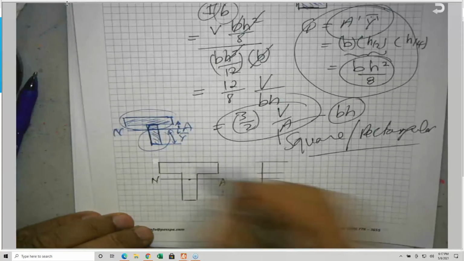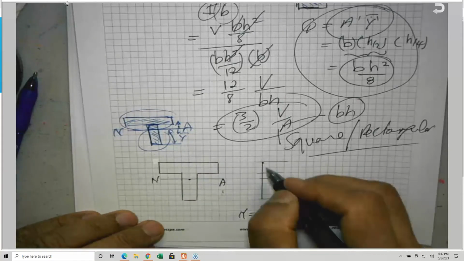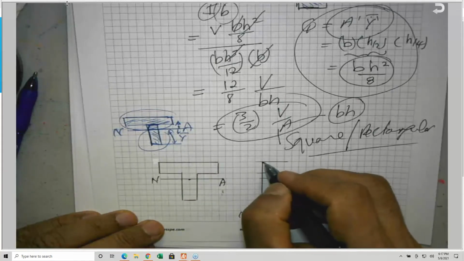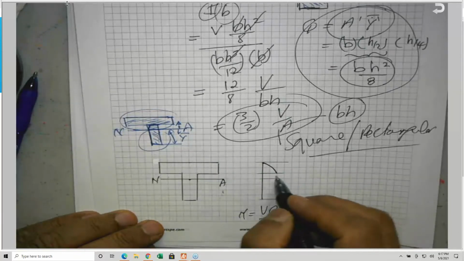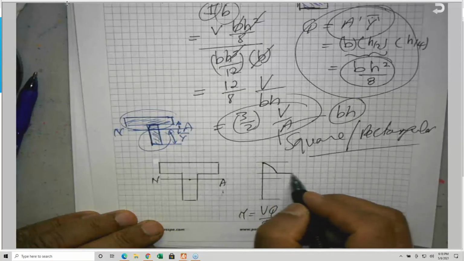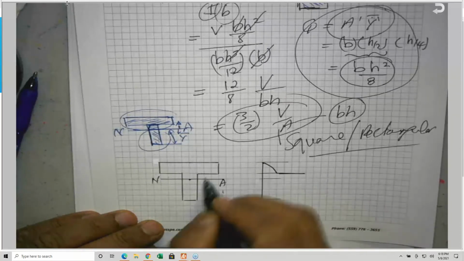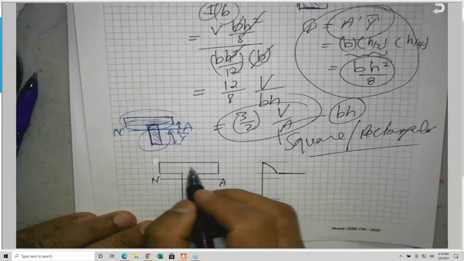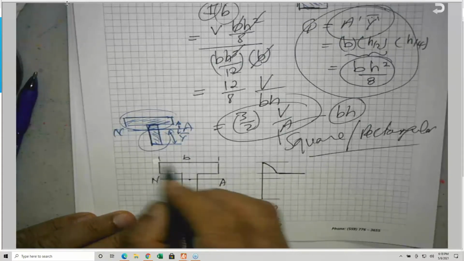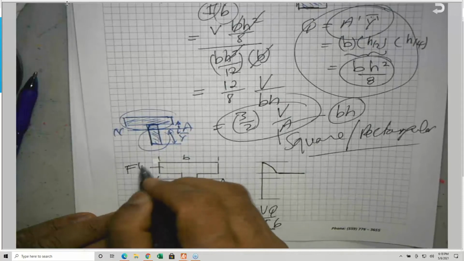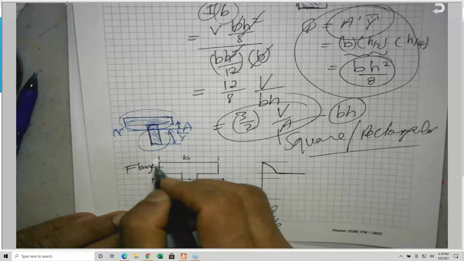The shear stress is equal to 0 here. And it is non-linear, it's parabolic. It comes to the interface between the flange and the web, and immediately it will jump, because at one point I'm using the width of the flange. This is the flange, and this is the web.